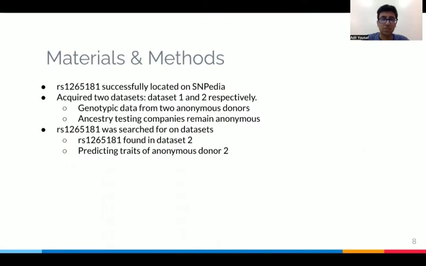So once we found this RS number on SNPedia, we acquired two datasets, 1 and 2. These had genotypic data from 2 anonymous donors, and the companies that provided this information will also be anonymous for privacy purposes. So we searched this RS ID number on the datasets, and we found it in dataset 2. Thus, we're going to be using anonymous donor 2 and predicting their traits based on this SNP.